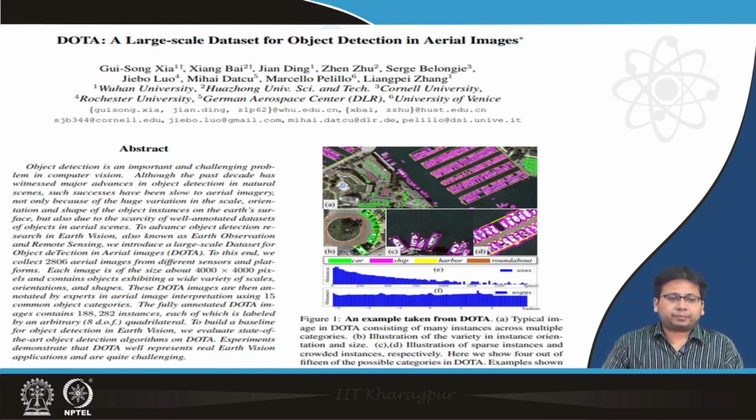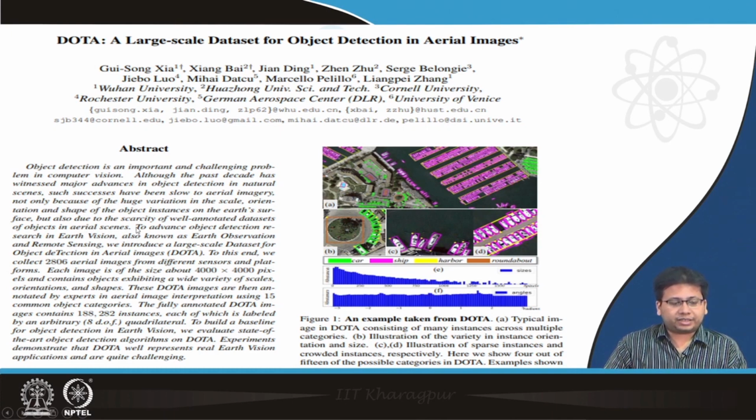So, here is the first paper which builds a data set of these kinds of objects captured from aerial images. This data set is called DOTA. Object detection is an important and challenging problem in computer vision. Although the past decade has witnessed major advances in object detection in natural scenes, such successes have been slow to come to aerial imagery, not only because of the huge variation in the scale, orientation and shape of the object instances on the Earth's surface, but also due to scarcity of well annotated datasets of objects in aerial scenes.